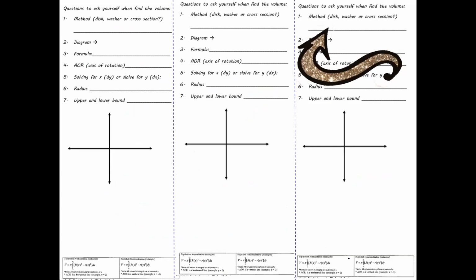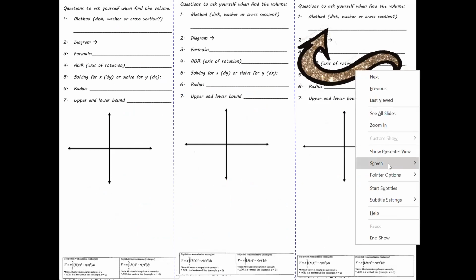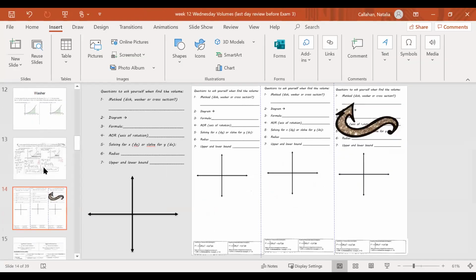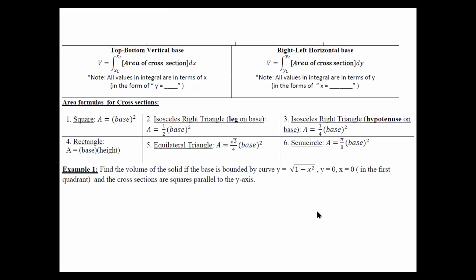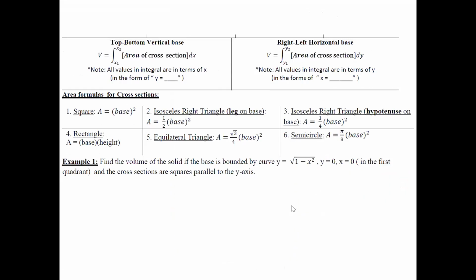All right, now let's take a look at the last one, which is the cross-section one that we talked about from yesterday. Now with your cross-section one, this is the example that I have. I want you guys to go ahead and take a look at the answers for the area formulas for the cross-section. We identify square, isosceles right triangle, isosceles right triangle hypotenuse, rectangle, equilateral triangle, and also semicircle.